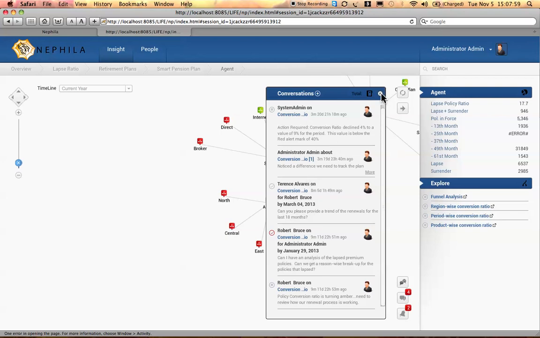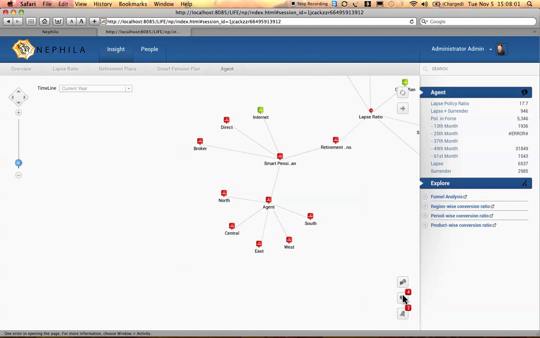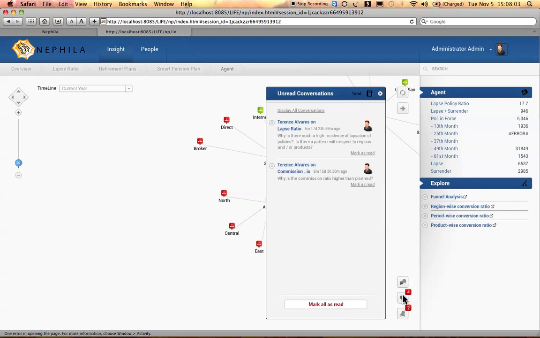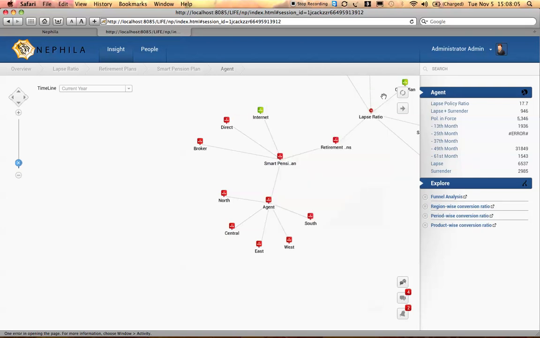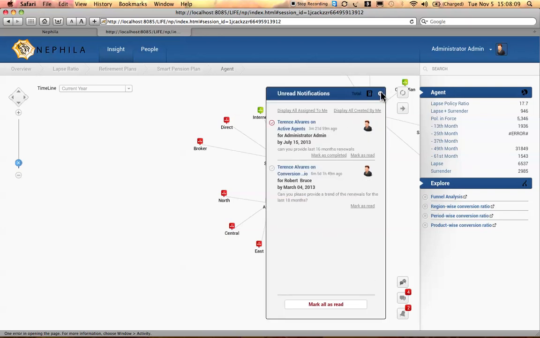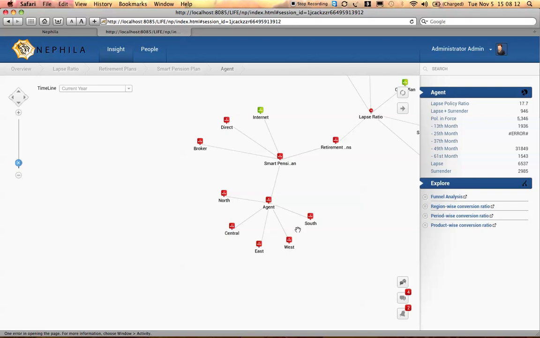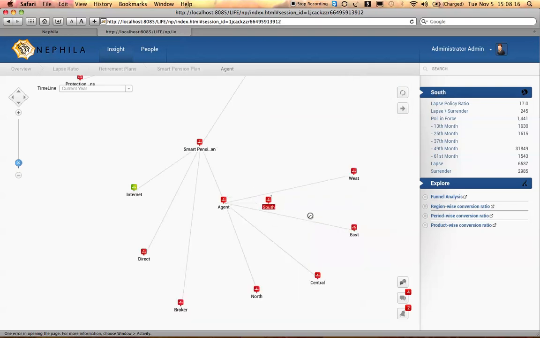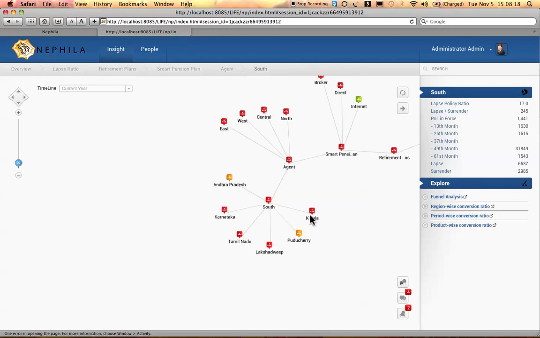I can establish conversation at any level. I can see all the various conversations that I have had at any given point in time. I can see the several notifications that I have at any given point in time. And typically in this particular case, I have been able to establish that the south region, which is a regular performer, has been having some trouble in terms of renewals of policies.